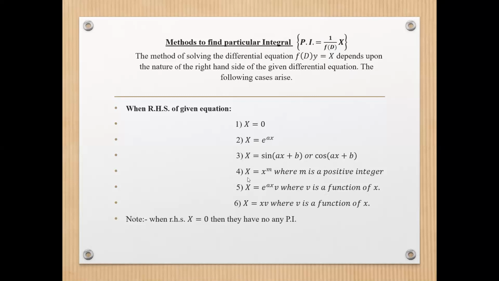Case number 4, X is equal to x raised to m, m is a positive integer. We can say x raised to m is nothing but x square, x cube, or any polynomial, for example x square plus 1 or x cube plus 2x plus 1. Okay, any polynomial is related to this case number 4. Case number 5, capital X is equal to e raised to ax into phi.